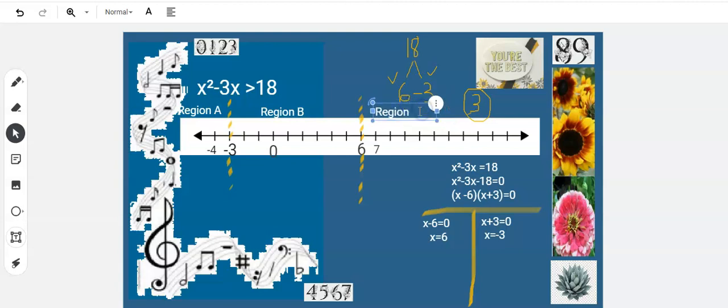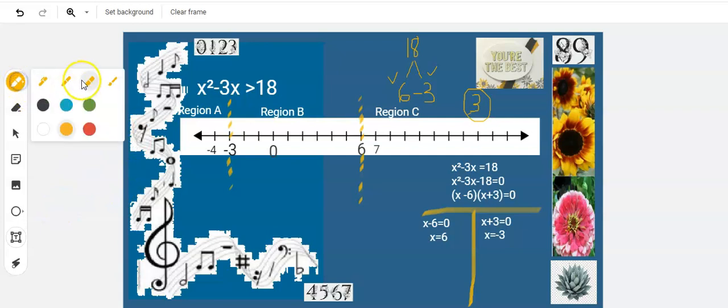Okay, hope that is clear. Now, unsa man ang mga x values sa region A? Yes, we have negative 4. Okay, anything mas gamay sa negative 3, no? So, negative integers: negative 4, negative 5, negative 6, up to negative infinity. Okay, so it goes up to negative infinity, right?